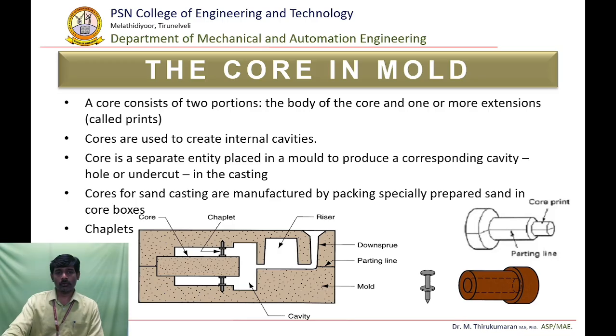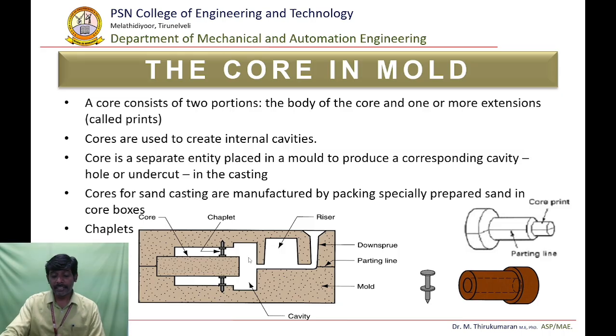So this is the core fabrication method. How will the core be produced? The core consists of two portions. One is the body of the core and the other is the extensions, called core prints. The cores are used to create the internal cavities. The brown color is filled with sand, and the white color is the core, which produces the internal cavities.